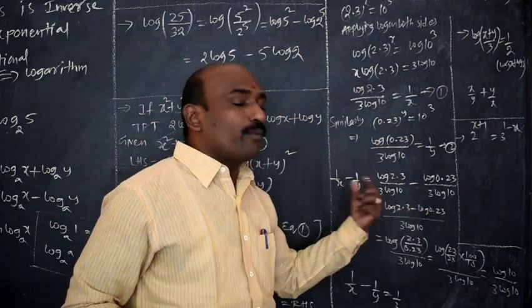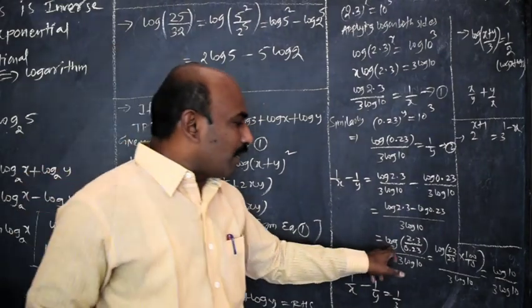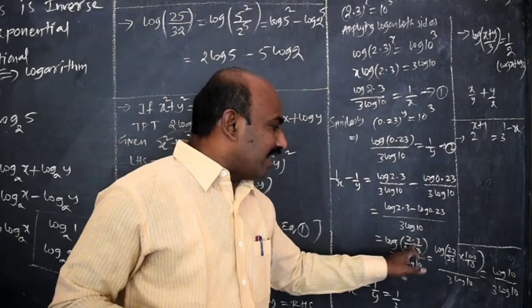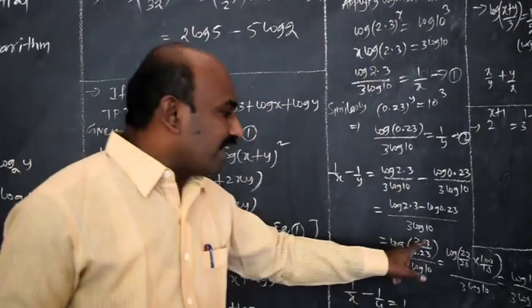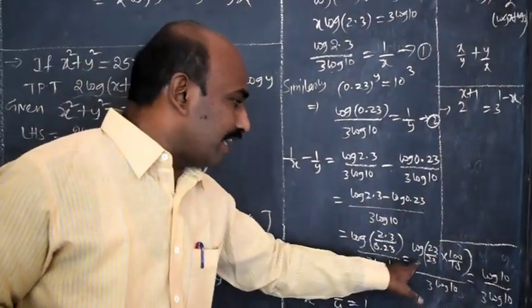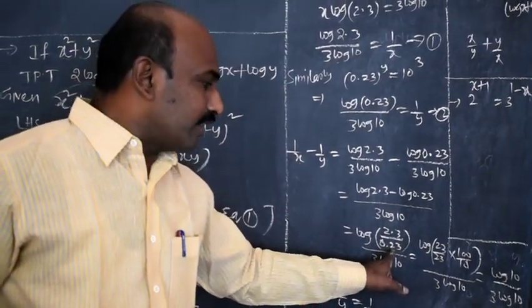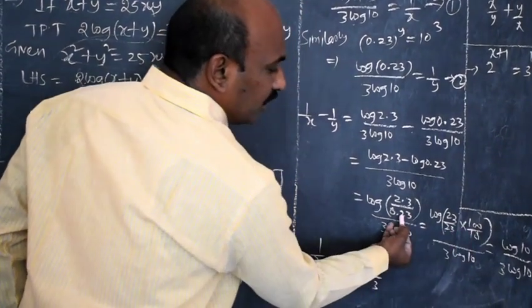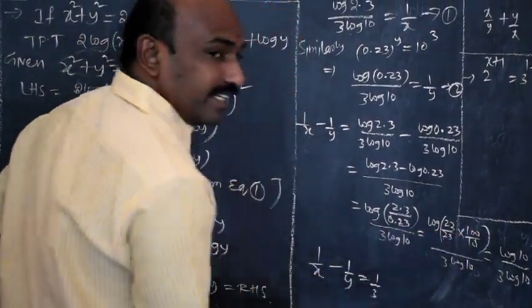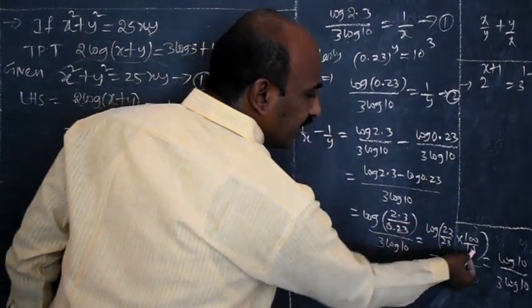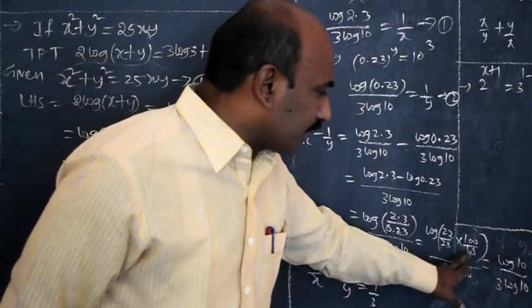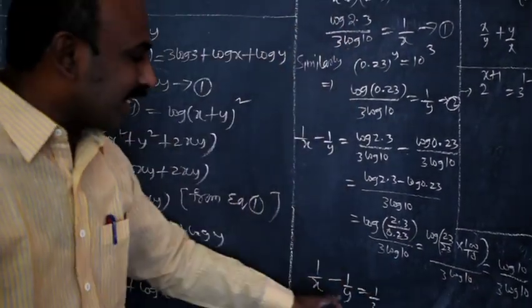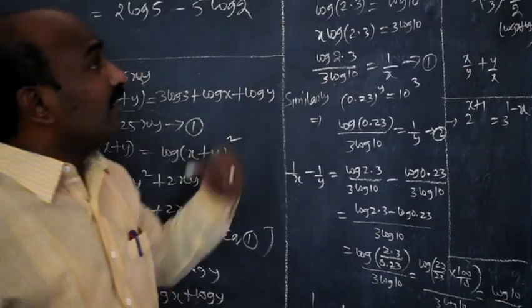Then in the numerator, if you observe, that is the second law, we can apply log 2.3 by 0.23, over 3 log 10. Here, when removing the decimal in the numerator, you get zeros in the denominator, and when removing it from the denominator, you get zeros in the numerator. Then we can write log 23 by 23, into, decimal after 2 digits gives numerator 100, decimal after 1 digit gives denominator 10. Then over 3 log 10. If you simplify, you will get log 10 by 3 log 10. Here, log 10 and log 10 cancel, and you get 1 by 3. This finishes this problem.